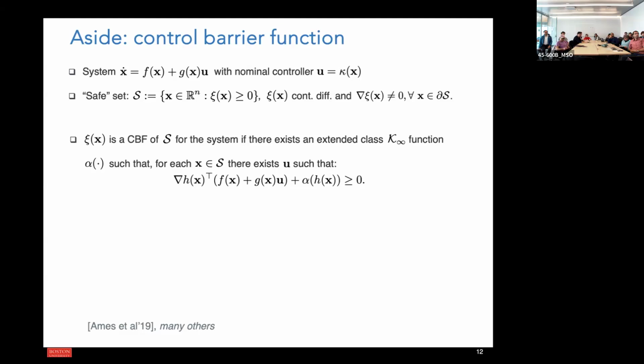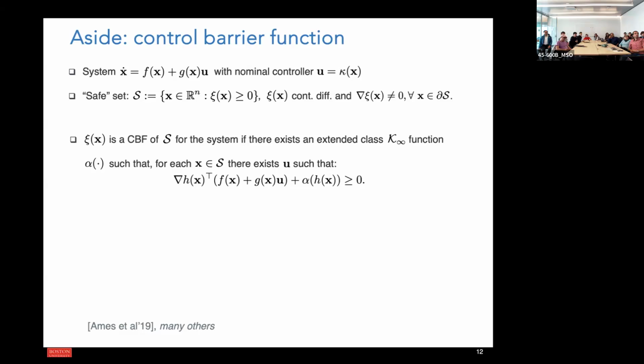Now, there are many papers in this context. I didn't cite all of them, but the definition of a CBF is as follows. We can say that this function here, xi, is a CBF of the set for this particular system if we can find an extended class K infinity function alpha such that for every state there exists a given u so that this particular inequality here holds. This is nothing but, this should be, xi dot.